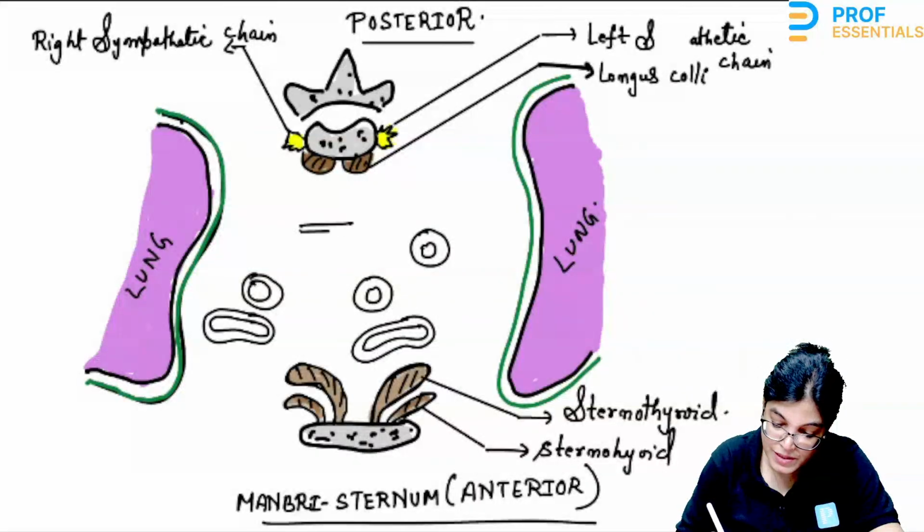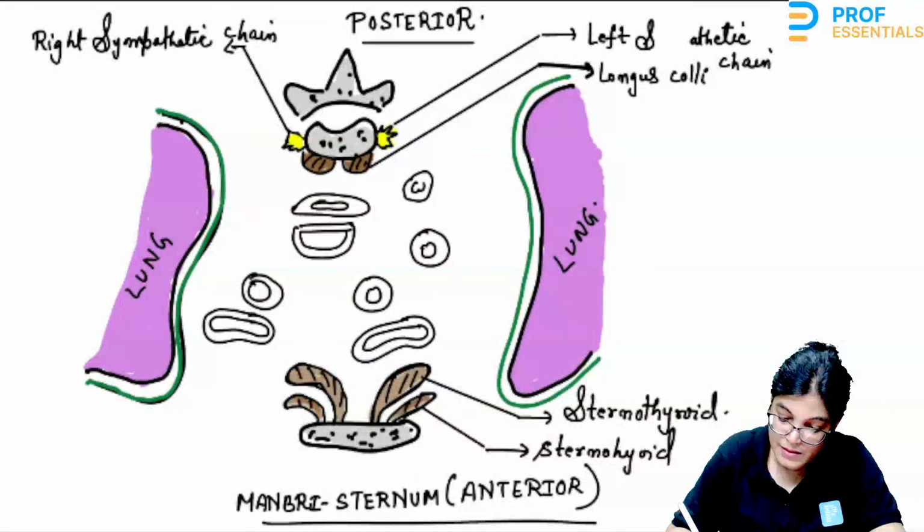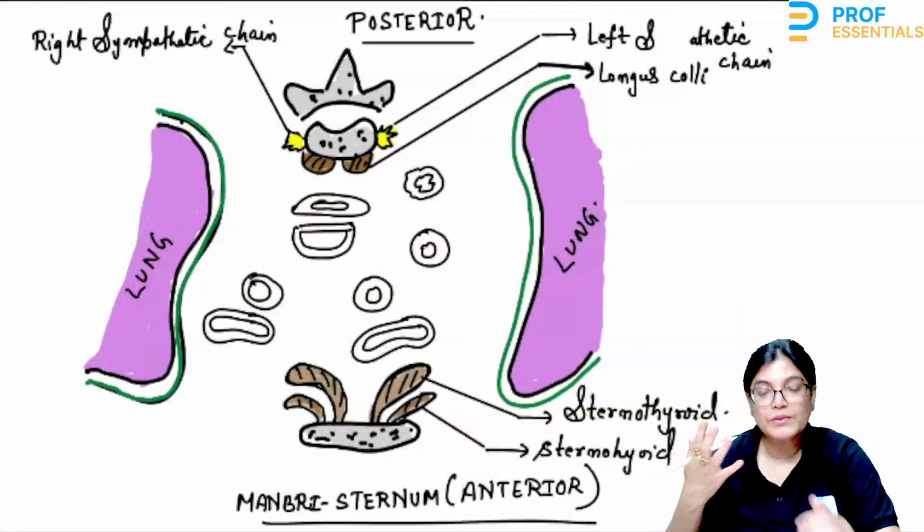So we will have the tracheal rings. We will have the esophagus. We will have on the left hand side the thoracic duct. And in between, the nerves.